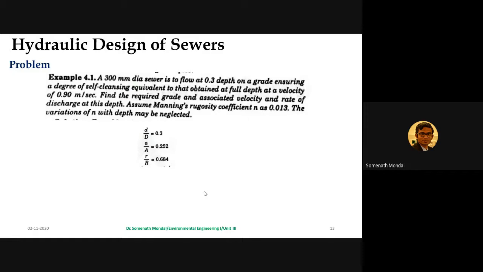So write this problem as quickly as possible. Write this problem. And anyone, let me know once you complete writing this problem.